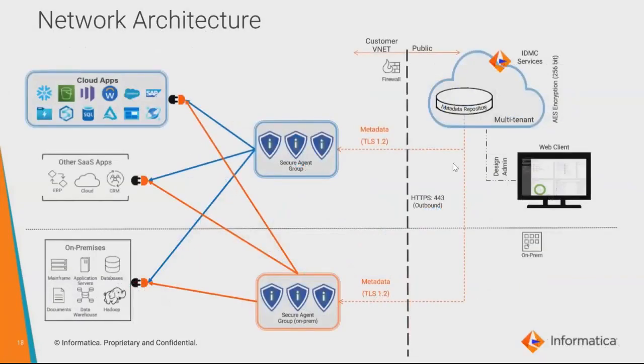Here is a network architecture having the IDMC service interacting with the secure agent or group via the firewall requirements from the public to the customer environments. The secure agent can be deployed on-premise or in cloud networks. It's best practice to deploy secure agents as close to the source as possible. The user interacts with the web client for any design or administrative activity with the IDMC services.